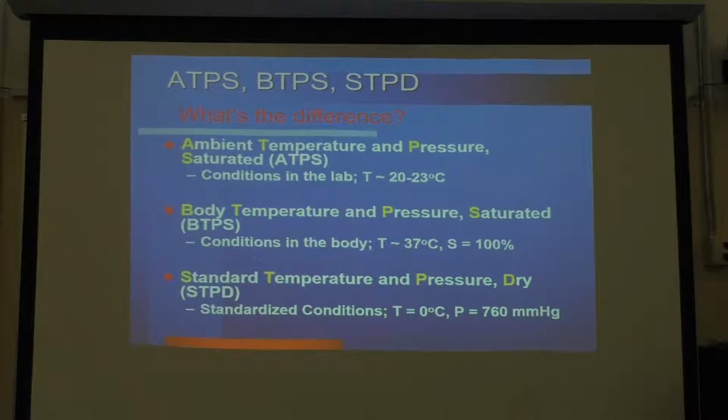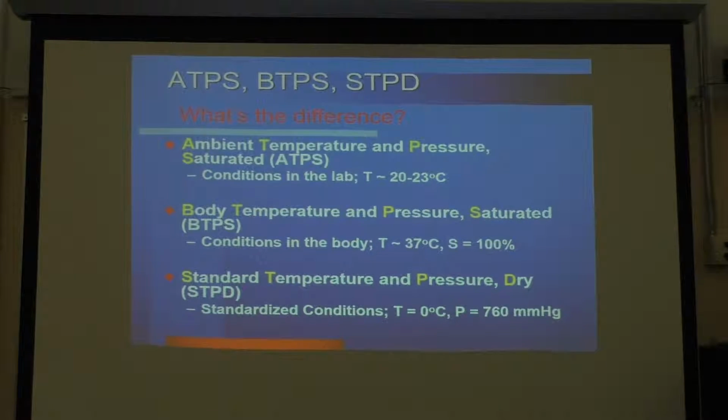STPD is a little bit different. Standard temperature, pressure, dry. This is a standardized condition. It's not a situation that we can really imagine. It's no physical location. But it's a condition in which the temperature is completely zeroed out to 0 degrees Celsius and the pressure remains fixed at 760 mmHg.